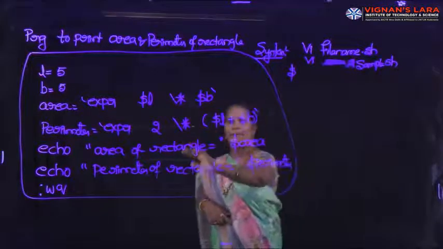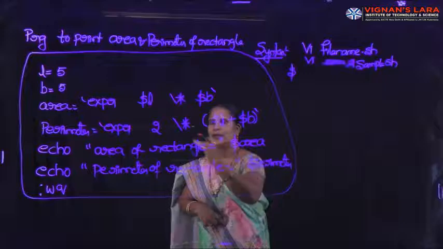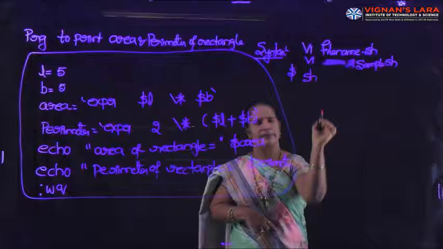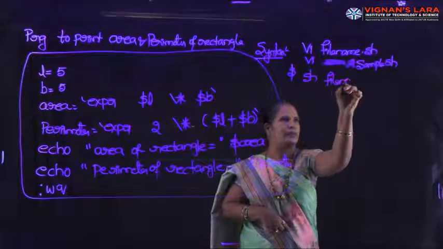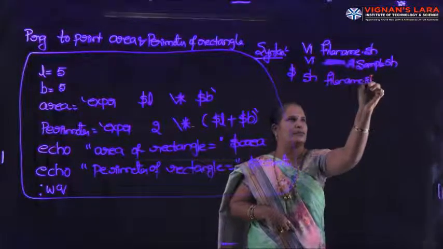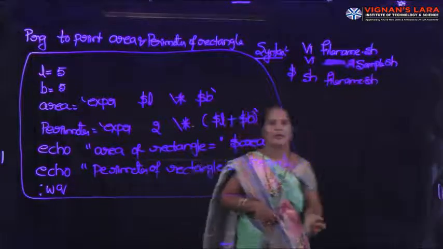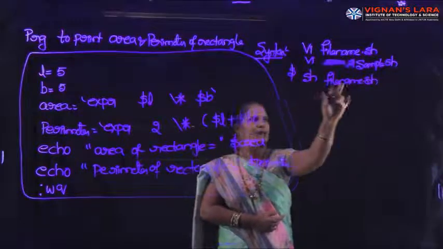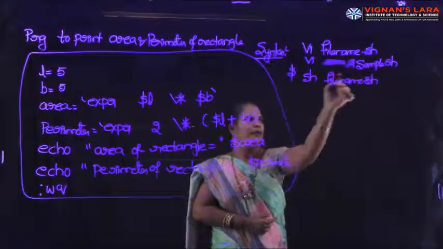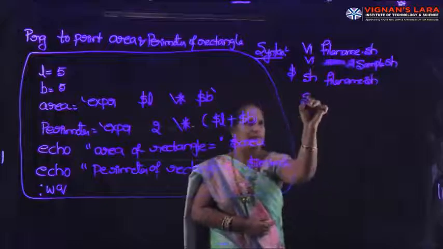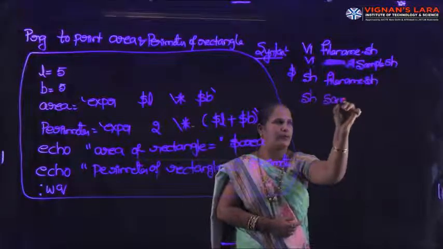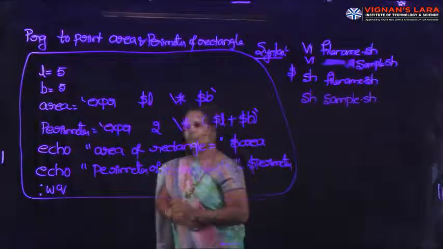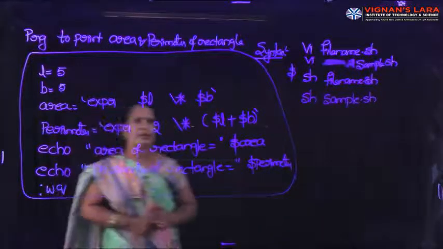In order to compile and execute the shell script, the command is sh space filename dot sh. To create a file, vi space filename dot sh. To compile and run a shell script, the syntax is sh space filename dot sh. Example here: sh space sample dot sh. Then it will simply display the area and perimeter values.